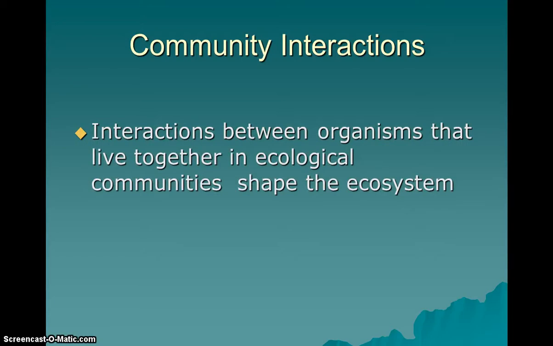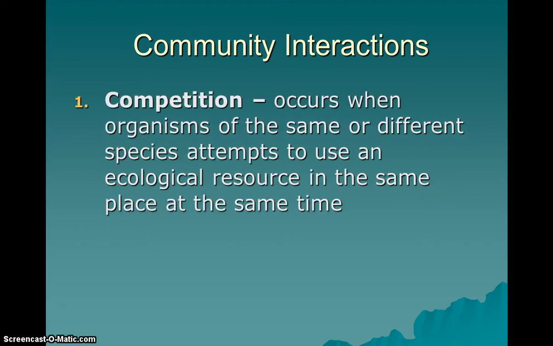Community interactions. Interactions between organisms that live together in ecological communities shape their ecosystems. So this is the second part of your conceptual understanding: competition. Competition occurs when organisms of the same or different species attempt to use the ecological resource at the same time in the same place. So they're going to be competing for the same things. Say you have two birds, the reason that they're all separate on those trees is so that they're not competing for the same food source.